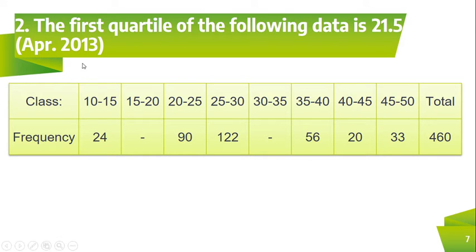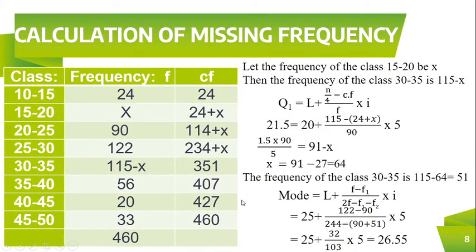So now the first quartile of the following data is given as 21.5. So the class intervals are given to us, the frequency is given to us and the first quartile, that is Q1, is given to us. So now we are expected to find the missing frequency.